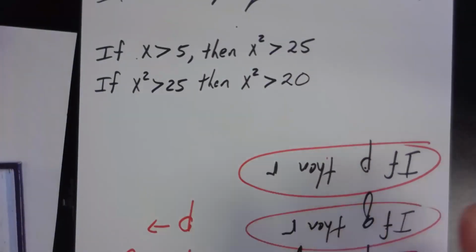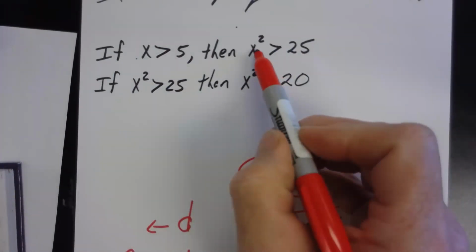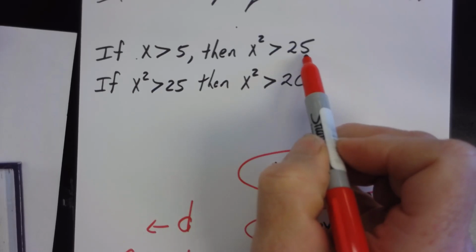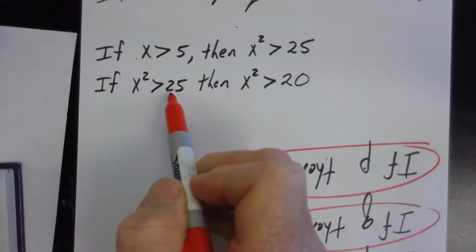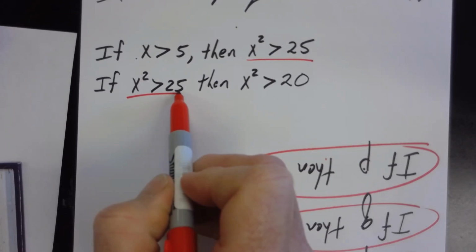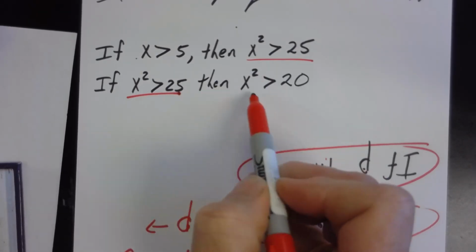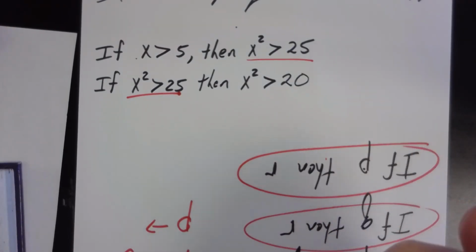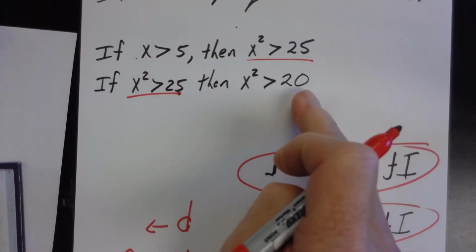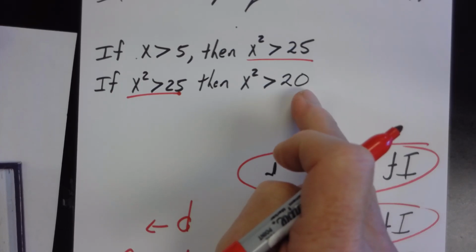So pretty good. Okay, I want you to look at this one now. If x is greater than 5, then x squared is greater than 25. Is that true? Okay. If x squared is greater than 25, you see what just happened right there? Everybody? Then x squared is greater than 20. Is that true? If something's greater than 25, isn't it greater than 20? Yeah, I think that's true.